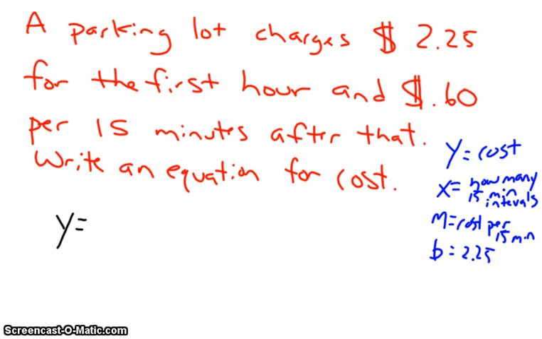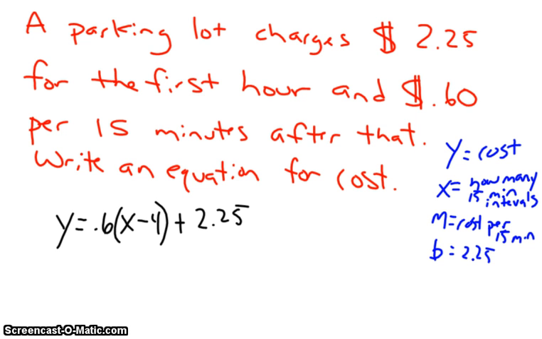So I've got y equals. We'll throw my m in. My m is the cost per every 15 minutes, that's 60 times x. How many intervals do I pay for up front? I'm going to pay for 4 of them. I'm paying for an hour no matter what up front. So I'm going to take away 4 of my intervals, because each one is a 15-minute interval, but I'm not counting that one. Plus, I got to pay my $2.25 up front.